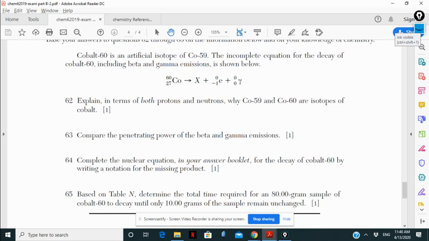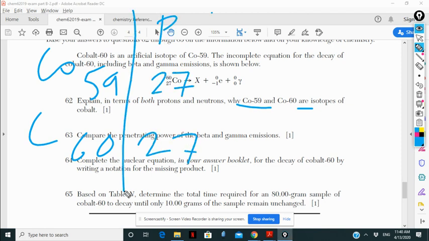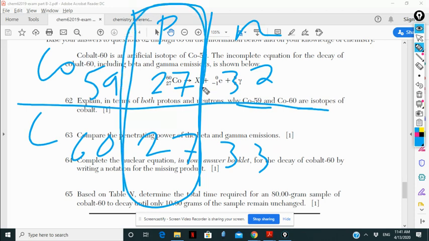Explain in terms of both protons and neutrons why cobalt-59 and cobalt-60 are isotopes. So cobalt-59 and cobalt-60, the protons are 27 and 27, because the ID for the element is the proton number. The neutrons are going to be 32 and 33. So why are they isotopes? Because they have the same proton number, which is the ID for the element, and different numbers of neutrons.